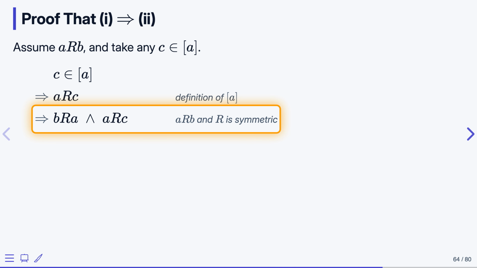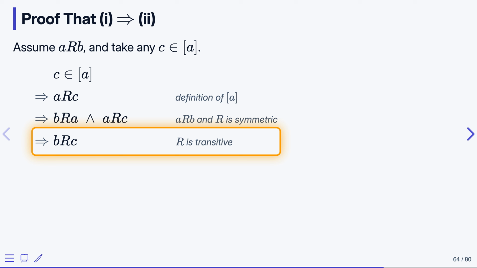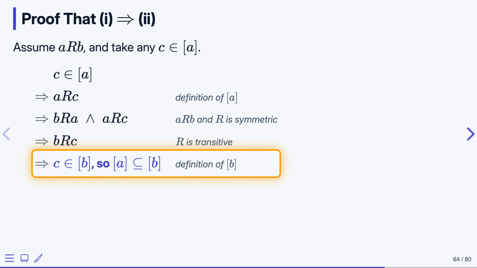Now we have 2 facts. B related to A and A related to C. Step 3. The relation is transitive, so chain them. B is related to C. Step 4. By the definition of the class of B, that means C is in the class of B, and C was any element of the class of A, so the class of A sits inside the class of B.